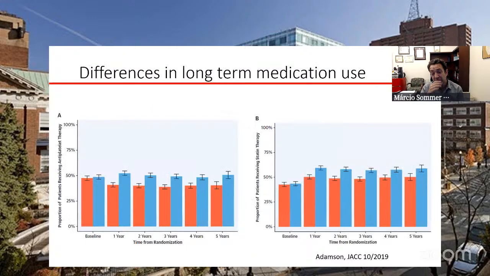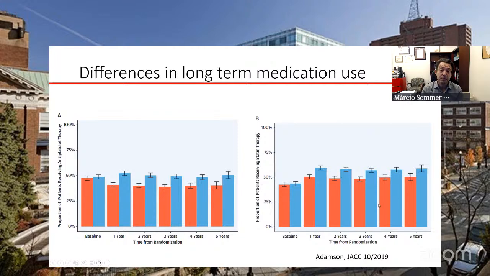What is impressive is the difference in medication and persistence. The left is antiplatelet therapy in SCOT-HEART, the right is statins. And you see, we started close, the two groups, and then after year 1, one group is treated more than the other, and that difference persists for 5 years. Same thing for statin. And the blue bars, of course, are the CT arm.